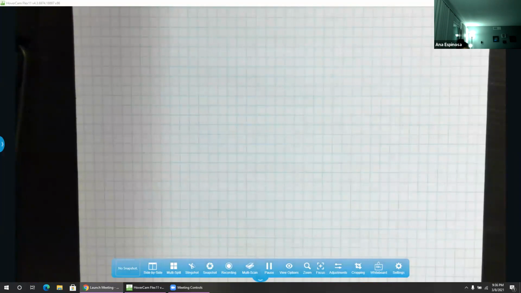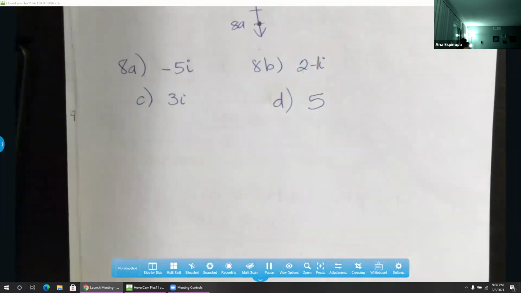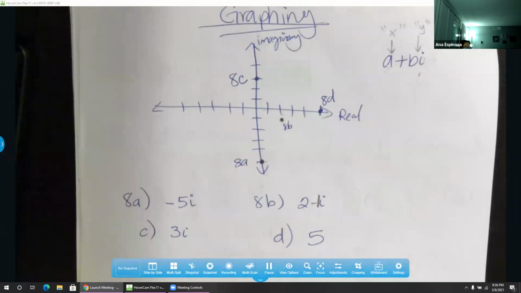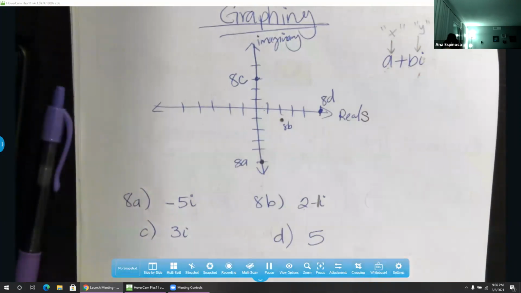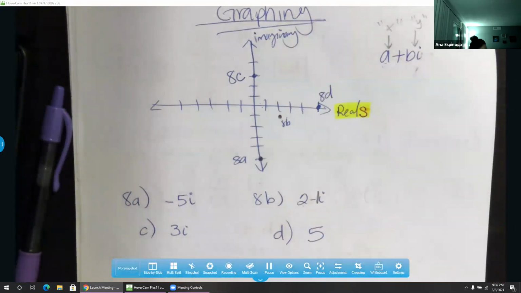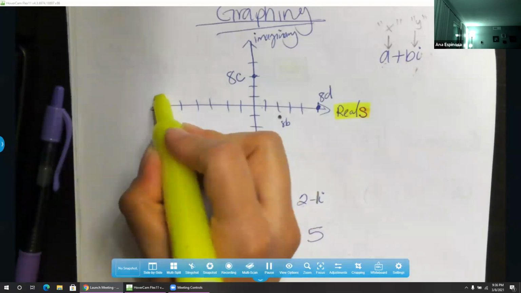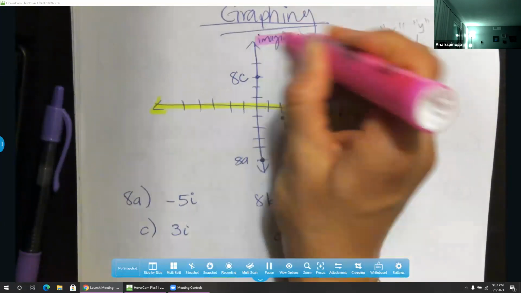All right, graphing is not really emphasized, and I don't really want to emphasize it because it's not that big of a deal. However, I still want to go over it, okay? When you graph these, it's the same thing as the XY coordinate, but instead of XY, it's called the reals versus the imaginary. So, reals, this is like your X, and this is your imaginary.